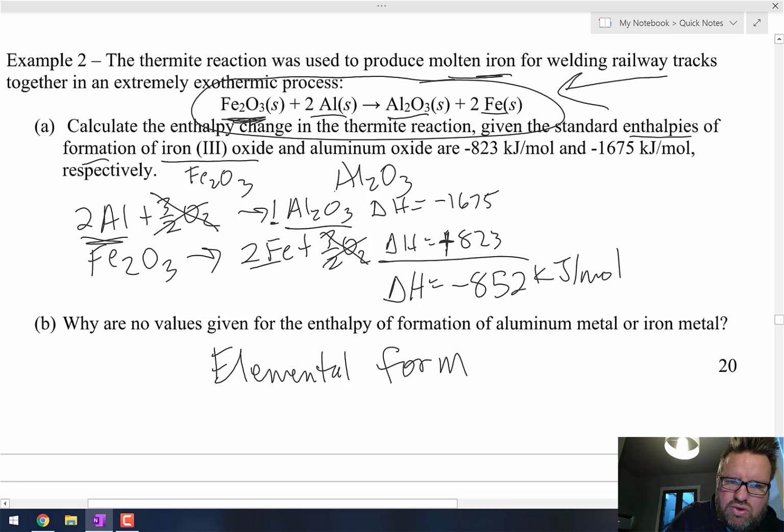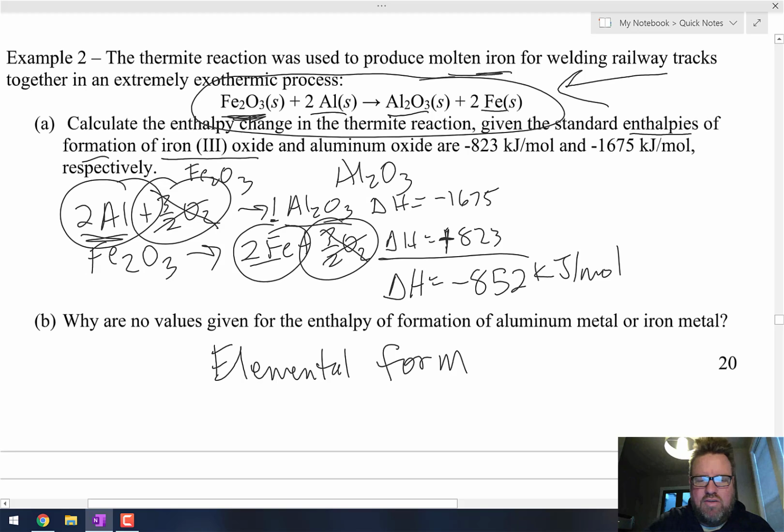Okay, O2, nothing that's in its elemental form will ever have an enthalpy of formation.